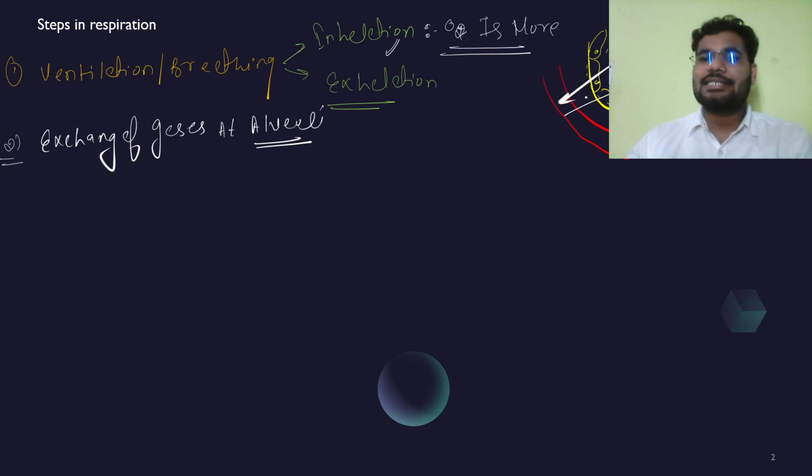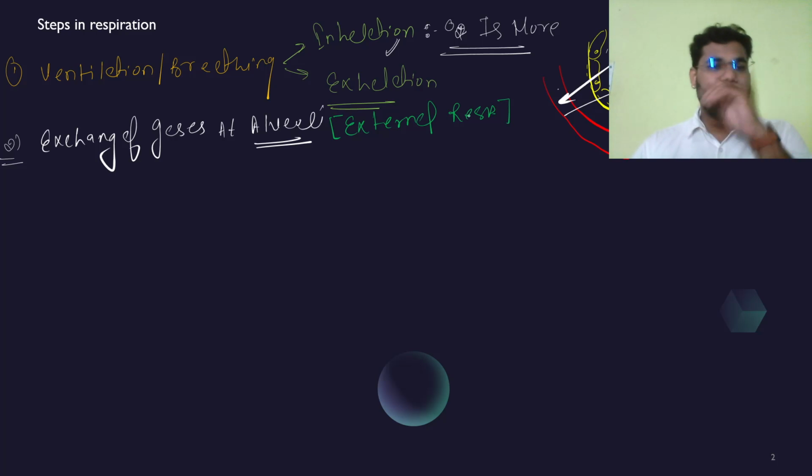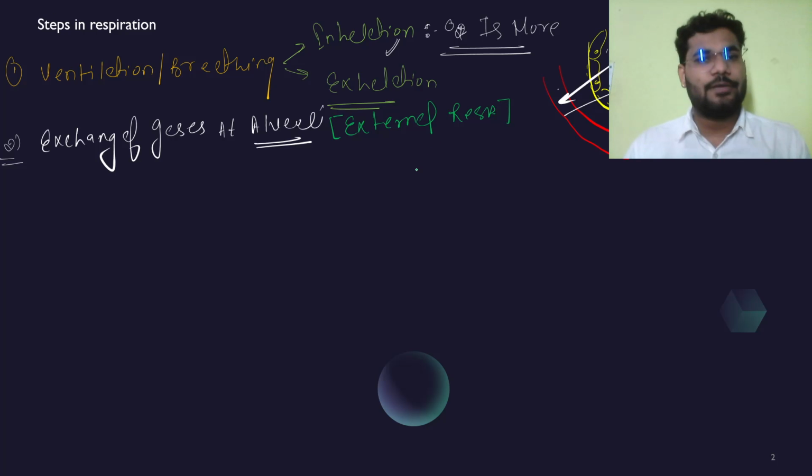So when this exchange occurs, it means O2 from alveoli rushes into the blood vessel. We'll let you know what these blood vessels are, and CO2 rushes out into the alveoli. This is called external respiration. So this term we specifically call external respiration. So what do we mean by external respiration? I'm saying exchange of gases when it takes place at alveoli level. That is called external respiration.